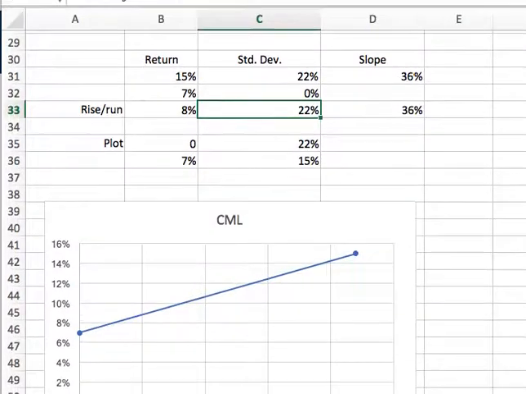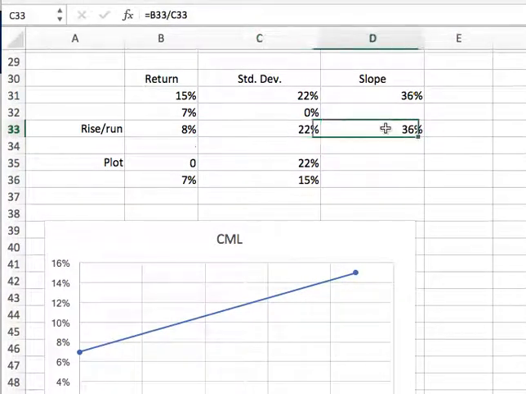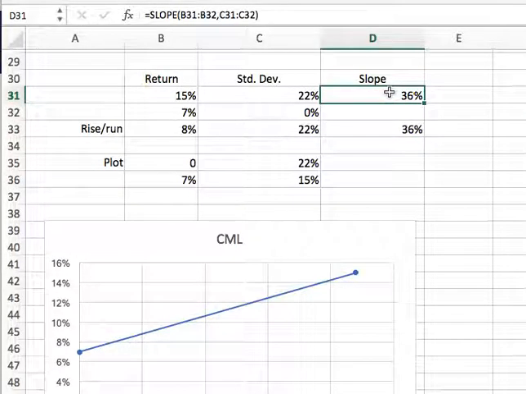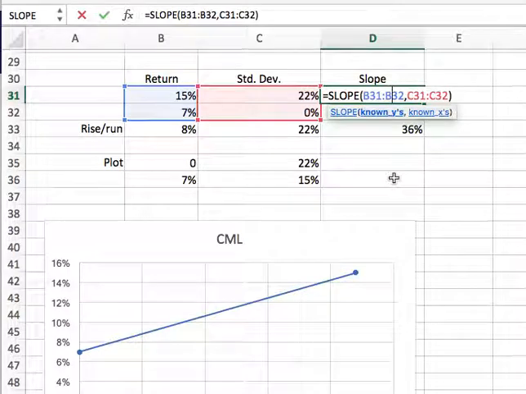And if I just pull this down, you can see the formula. And so we've got 36 there, which is B33 divided by C33. 8 divided by 22, and I hit escape to see it, is 36%. In addition to that, I've also created this little slope formula here. This is another way to look at it. The slope formula equals slope, and then parentheses, known y's and known x's. These columns could be quite long, as a matter of fact, to find the slope. We'll get more into that with regard to beta.